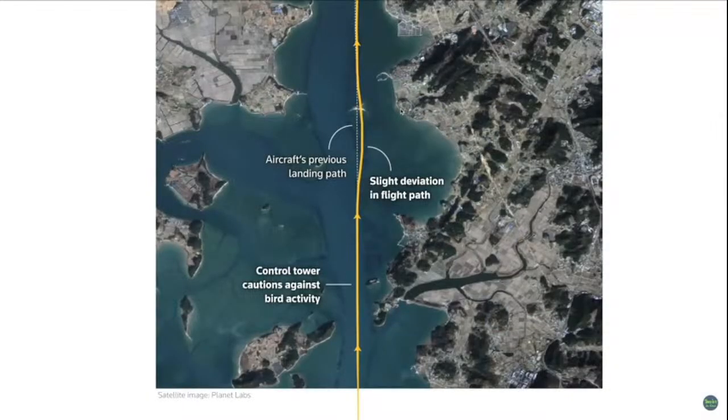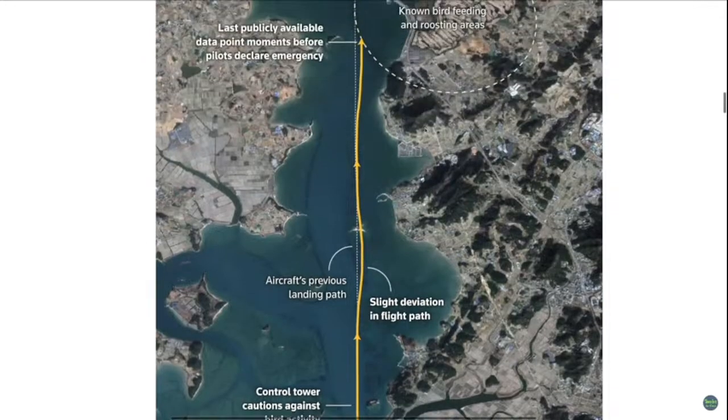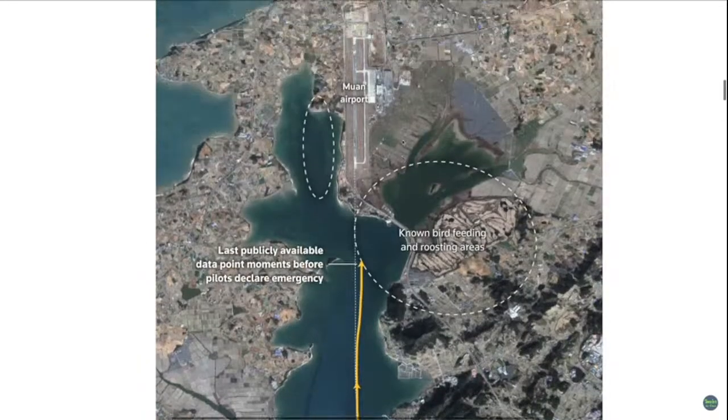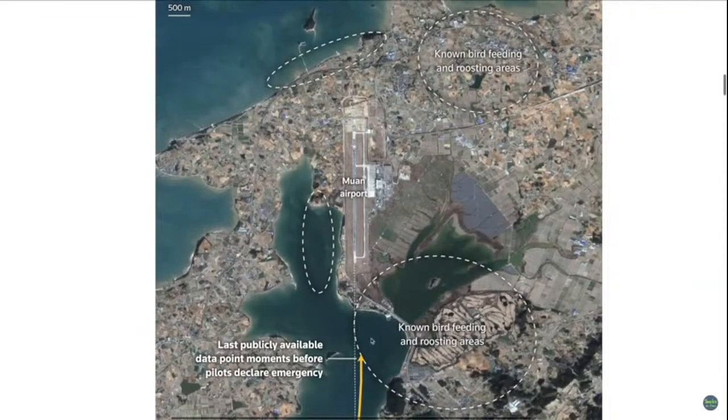At 8:57, air traffic control issued a warning of birds in the vicinity, and then there's a slight veer off course based on the flight data that we had. That was the path it should have taken, and there's a slight deviation, and then finally data stops transmitting right about here. Now what's interesting is that this airport has a lot of bird activity. These are known feeding and roosting areas for migratory birds. As you can see, there's a large swath of these areas across the airport. Now, Muan Airport was a largely domestic airport until recently, and now it's an international airport.